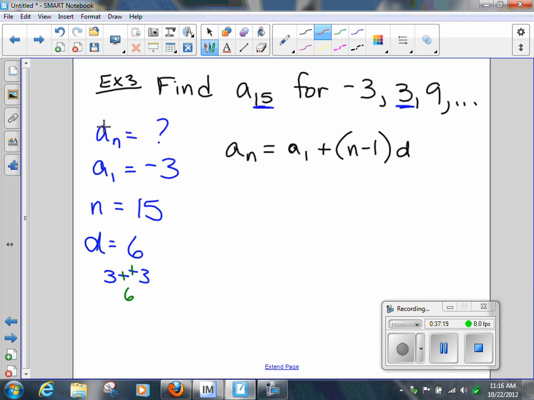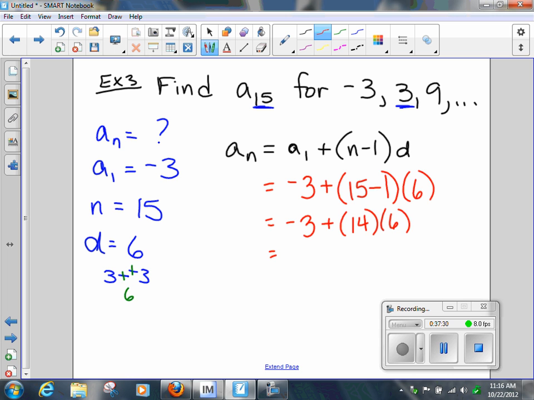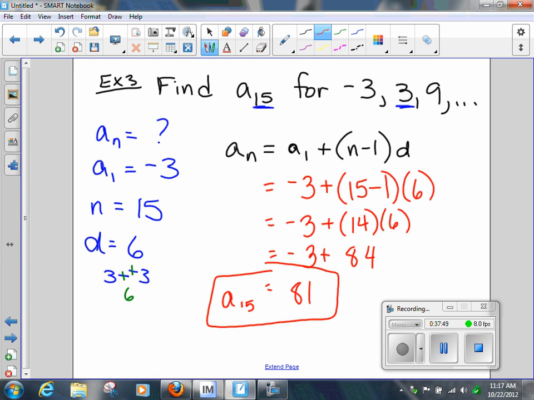Let's plug all the numbers in. a sub 1 plus 15 minus 1 times 6. Negative 3 plus 14 times 6. Oh my Lord, it may take me just as long to go bump it up in my calculator. What's 14 times 6? 84. So 81 is my what? 15th term. How many of you, be honest now, put it in your calculator first to check? Did you get 81? Yeah.